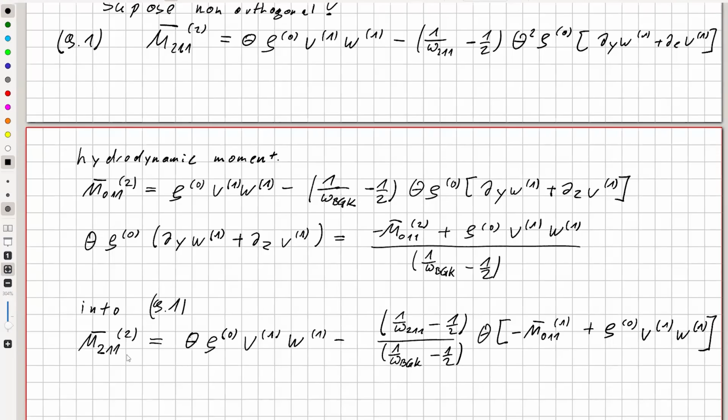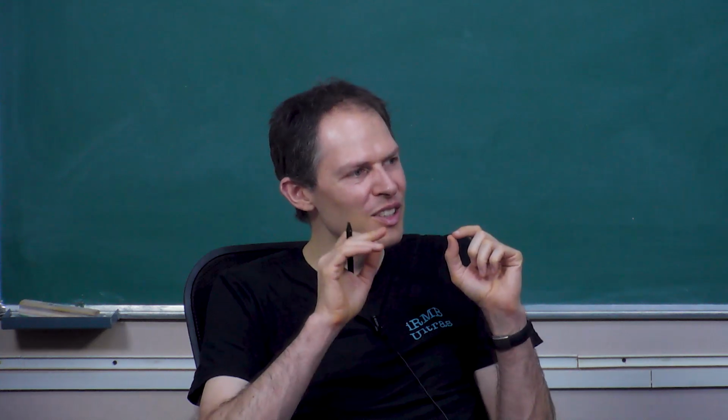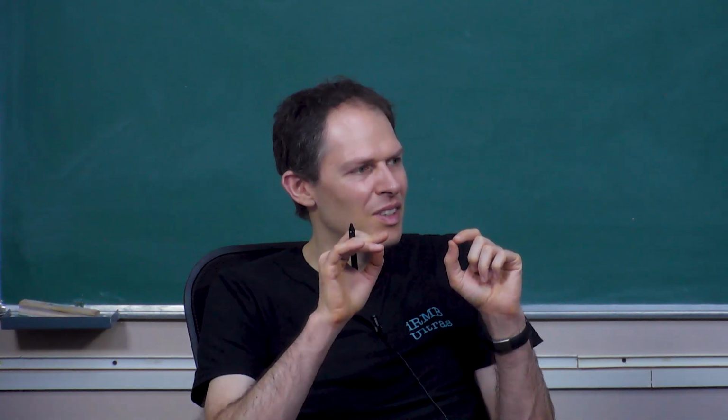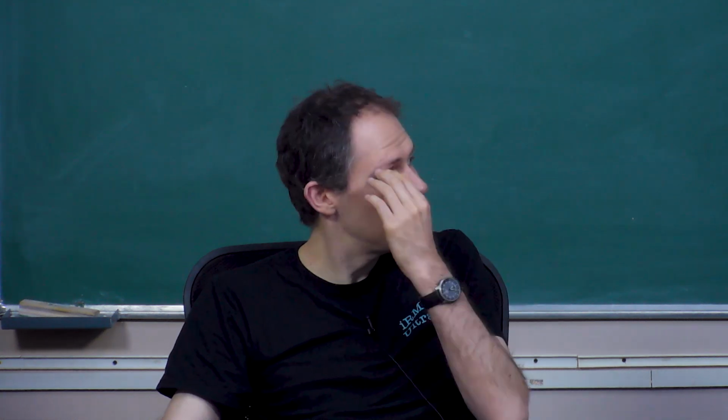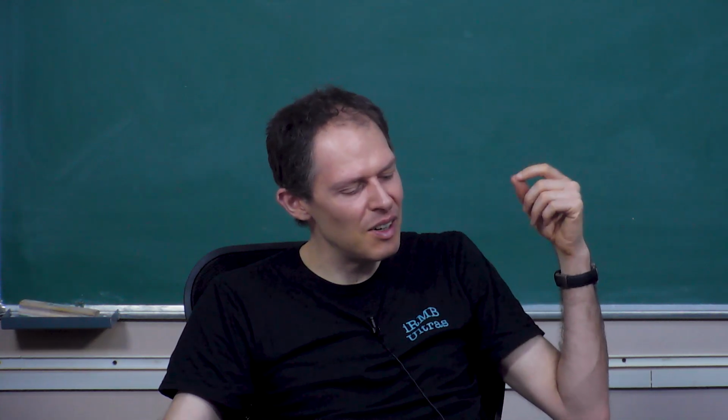So D3Q19 is the lattice that is missing the corners, right? In the discretization of the velocity, there are no velocities with all three speeds being non-zero. And if this is the case, then the moment M211 does not exist. Okay? So you can cheat yourself out of this situation.